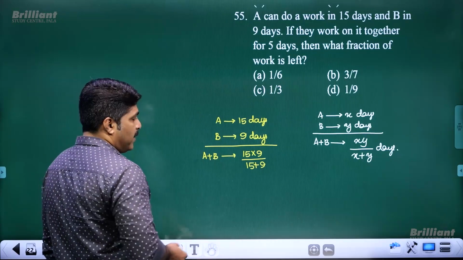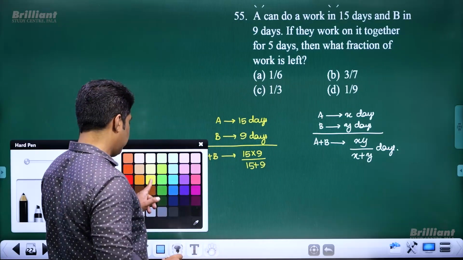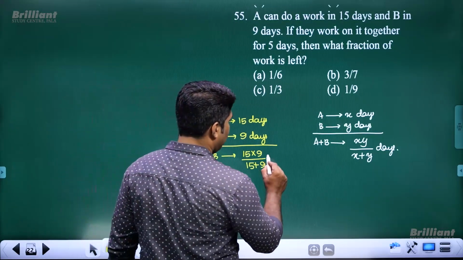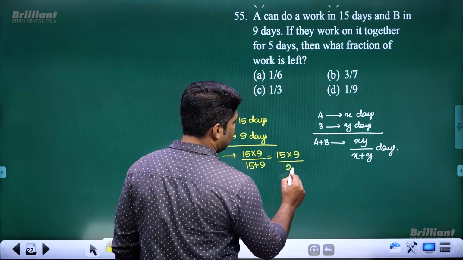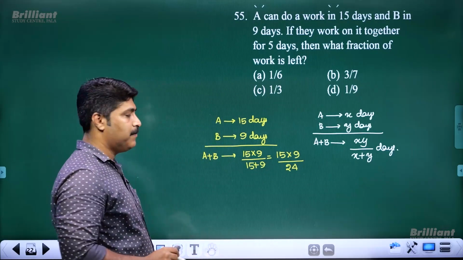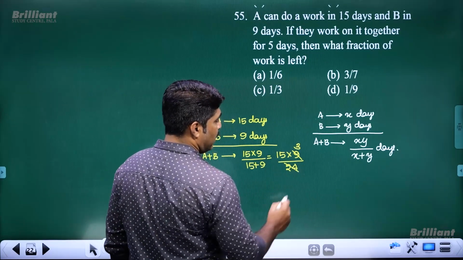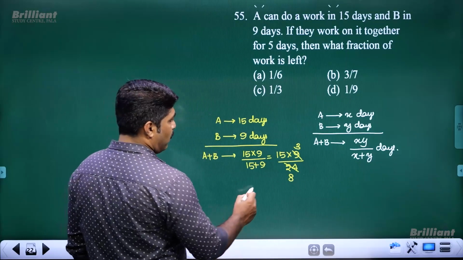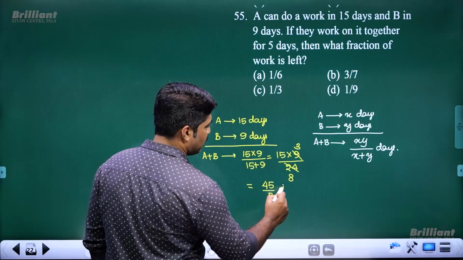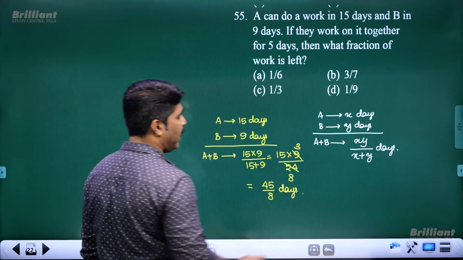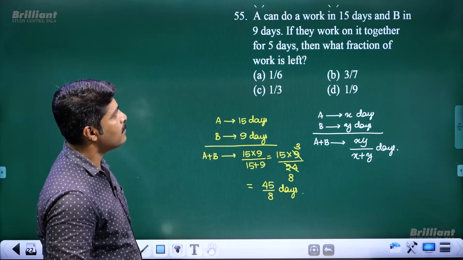So, while we are simplifying this one, this is equal to 15 into 9, keep the value like this, divided by 15 plus 9. That is 24. So, just simplify it. This is 3 times 3, this is 8. So, we will get 45 by 8 days. This is the total time required for them to complete this entire work.